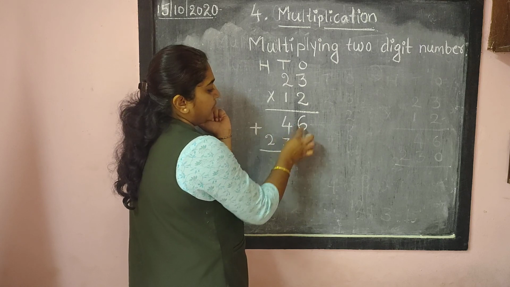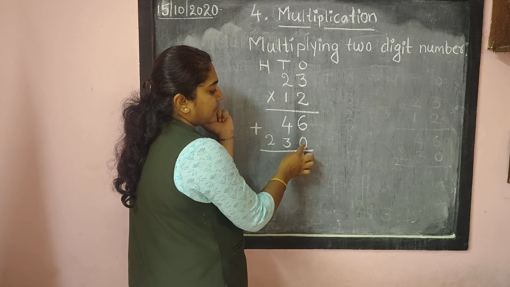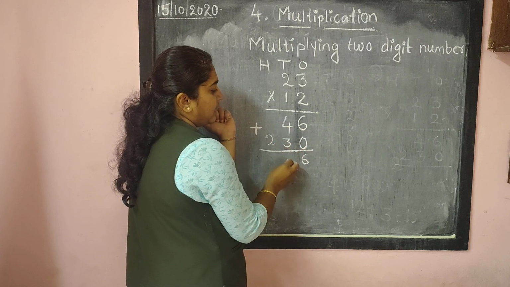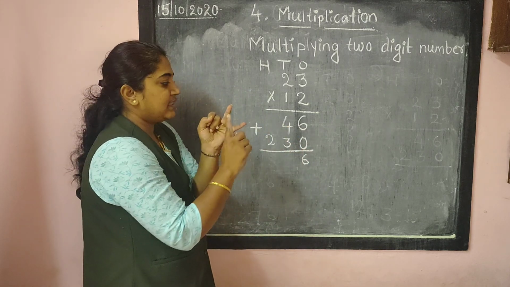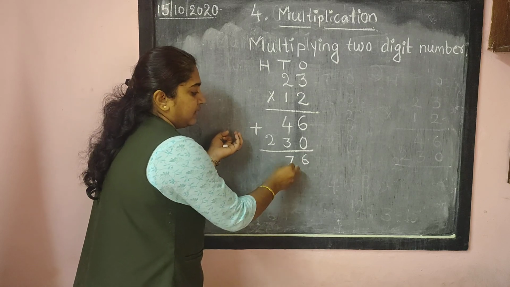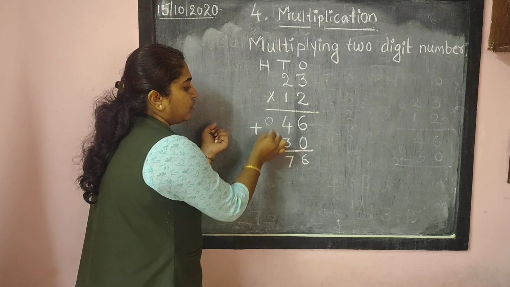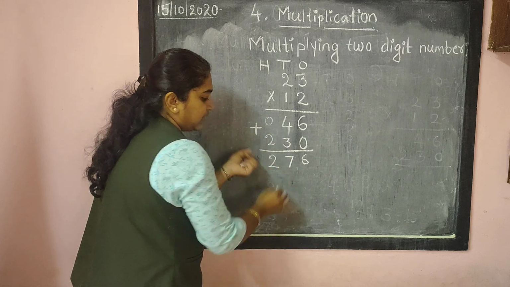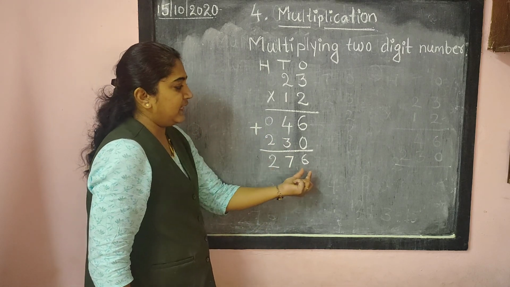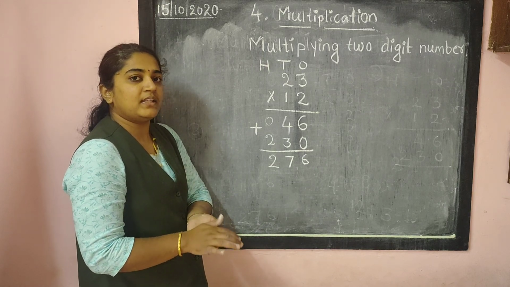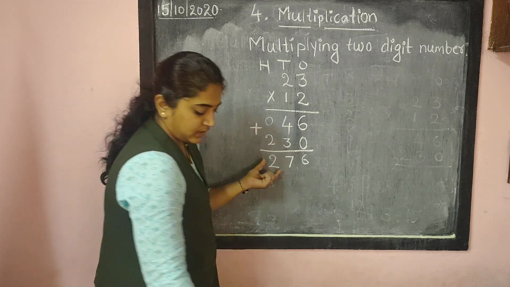Just add both these numbers, that is 6 plus 0, 6, 4 plus 3, that is 4, 5, 6, 7. 2 plus nothing, if nothing is there it means 0. 2 plus 0 is 2. That is 276. Are you getting it? If there is any confusion, then clear it. Okay.